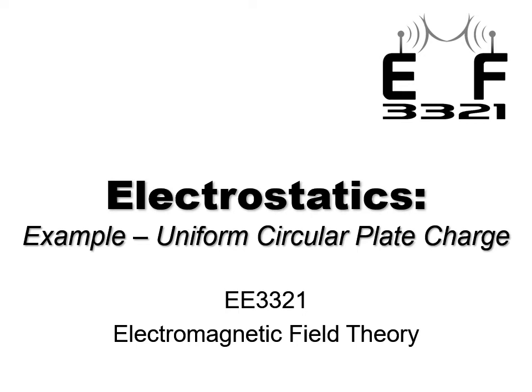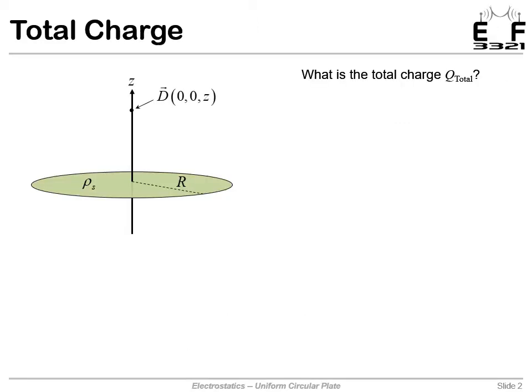Electrostatics, example of a uniform circular plate charge. Mathematically, this will not be a simple example either. So we're showing on this slide a circular plate. It is infinitely thin in the z direction, but the circular plate has a uniform charge density rho s and a radius capital R, and we would like to observe the electric flux density along the z-axis at some height z above the circular plate.